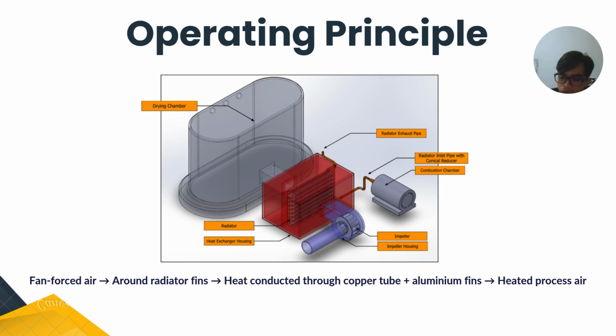Let's go through the working principle of the LPG indirect air heater. First, the fan passes air through the heat exchanger housing and around the radiator fins. Then heat is transferred from the hot flue gas inside the radiator tube through the copper tube wall and aluminum fins, and finally to the process air by forced convection.